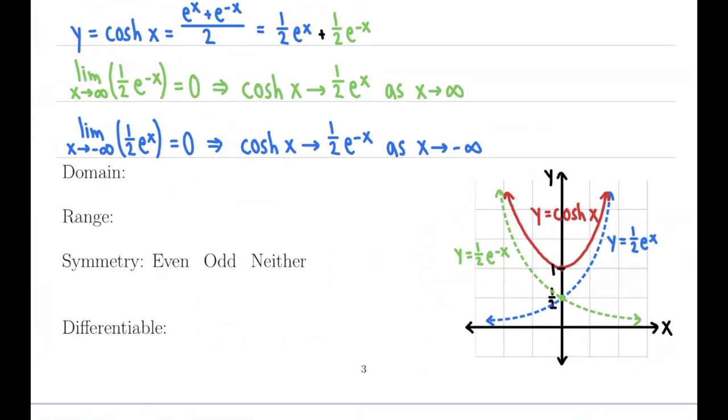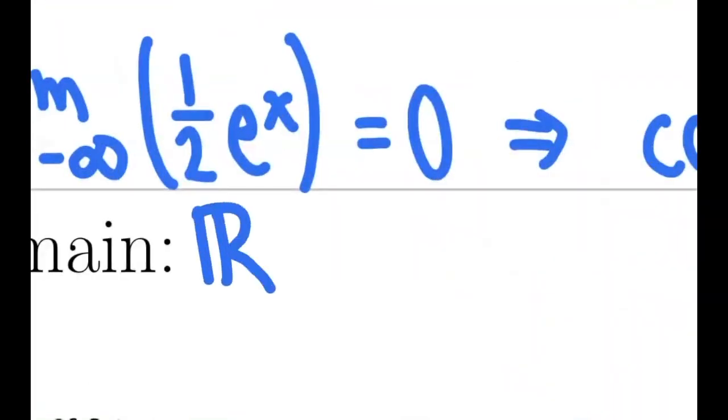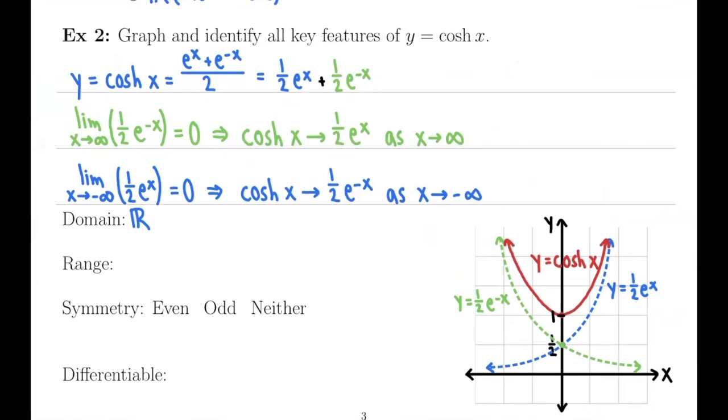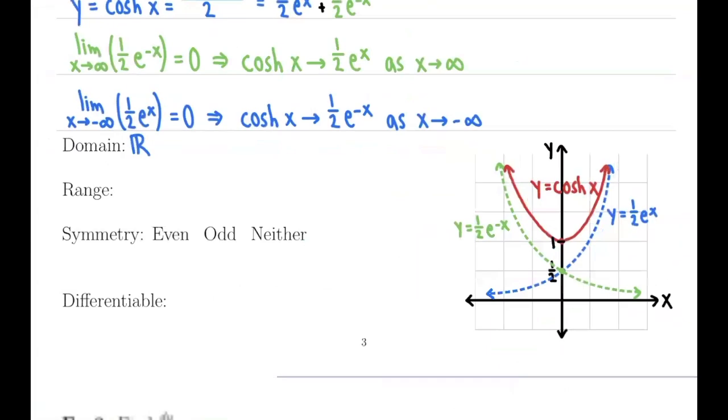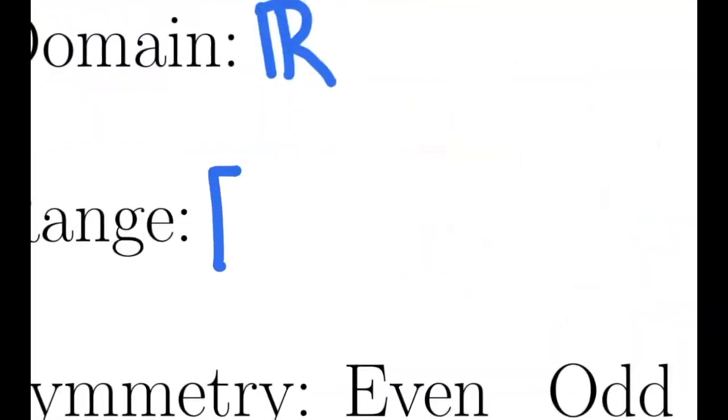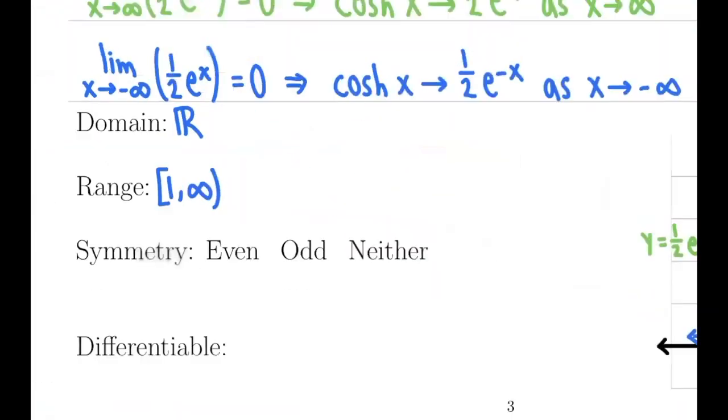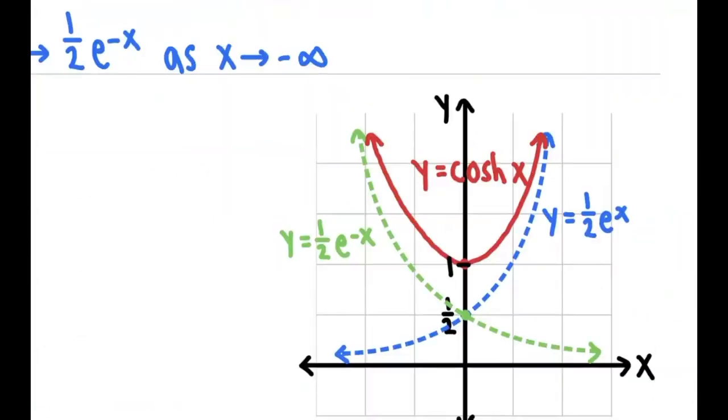So what's the domain? It is all real numbers. Yeah, the domain is all reals. What is the range? It appears to include 1 and go to infinity. So you put a little bracket by the 1. Exactly. Good job. That basically means that the absolute minimum point is (0, 1).